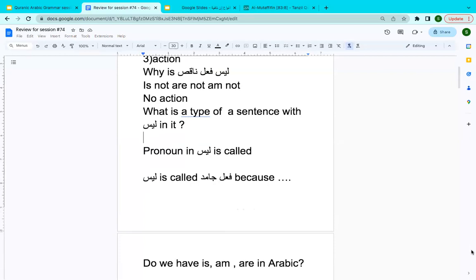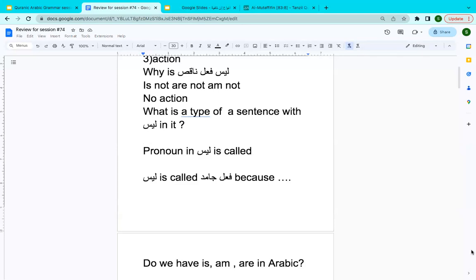Every fail that you have learned has madi, mudare, and amr for it, right? Nasara yansuru, unsur, right? Ja'ala yaj'alu, ij'al. Fataha yaftahu, iftah. Like that, right? But I cannot tell you laysa yalaysu, okay? There is no laysa yalaysu. It is only laysa, okay? So therefore, I'm going to call it jamid. Everyone understood this fact as well?